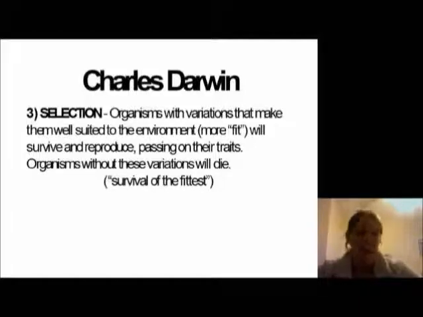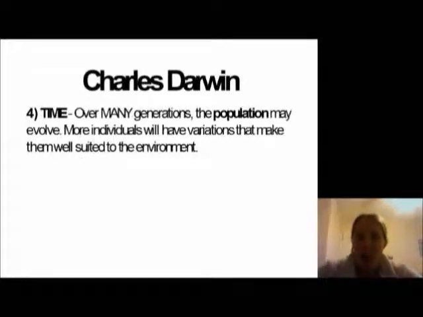So for example, in the Galapagos Islands, there might have been on one particular island only very tough, hard nuts to crack available. Birds with slightly larger, more powerful beaks would have been able to survive better and pass on their genes, whereas birds with smaller, weaker beaks may have died off. And so that brings us to the last part, number 4, time, which is this idea that over many generations, the population may evolve. So over many generations of the birds with the largest beaks surviving and reproducing, the whole population may evolve larger beaks.